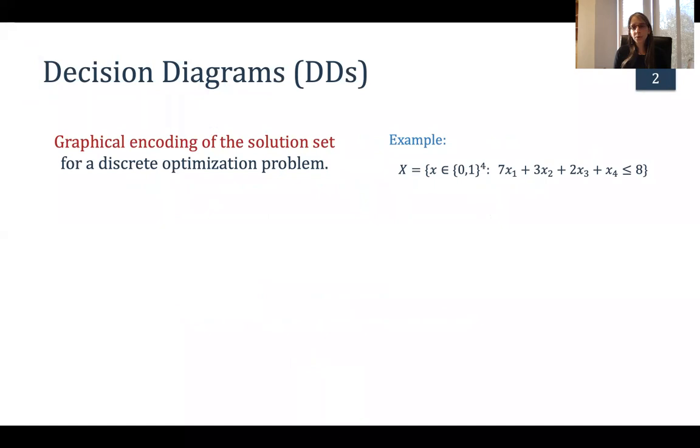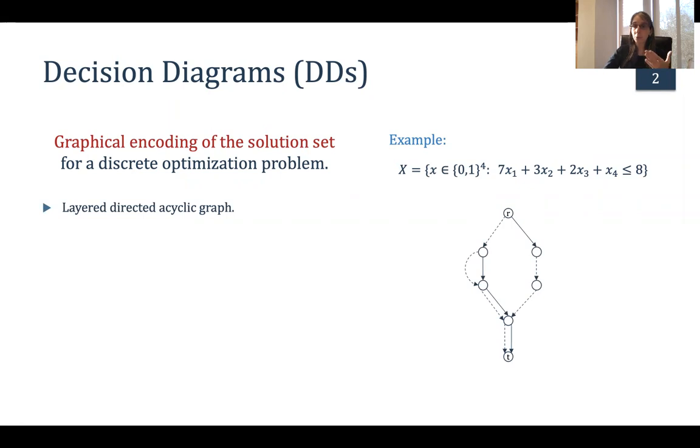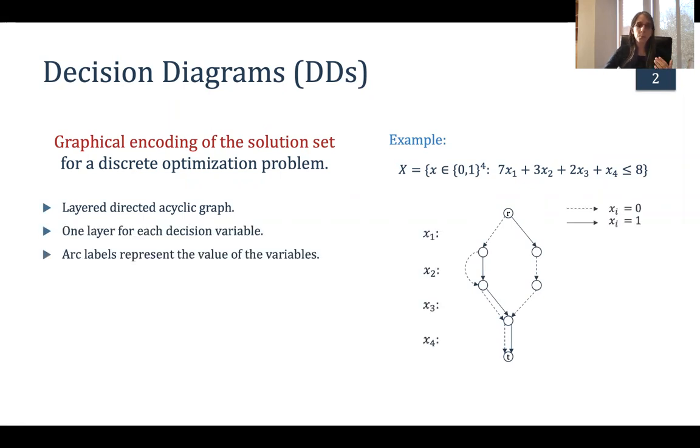So first, I want to talk to you a little bit about decision diagrams, and I'm going to explain them using this little example. Decision diagrams are graphical encodings of solution sets. That's how we're going to interpret them in this work for discrete optimization problems. Basically, they are layered directed acyclic graphs with a root node and a terminal node. We have one layer for each of the decision variables, and the arc labels represent the values of the variables. In this case, dashed arcs represent xi equal to 0, and solid ones represent xi equal to 1.